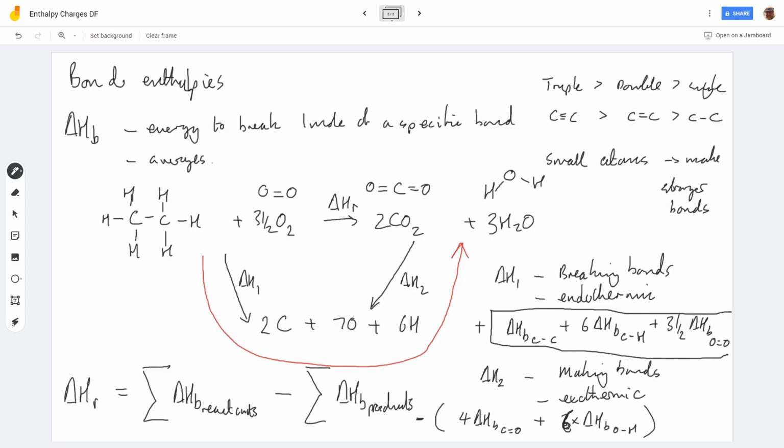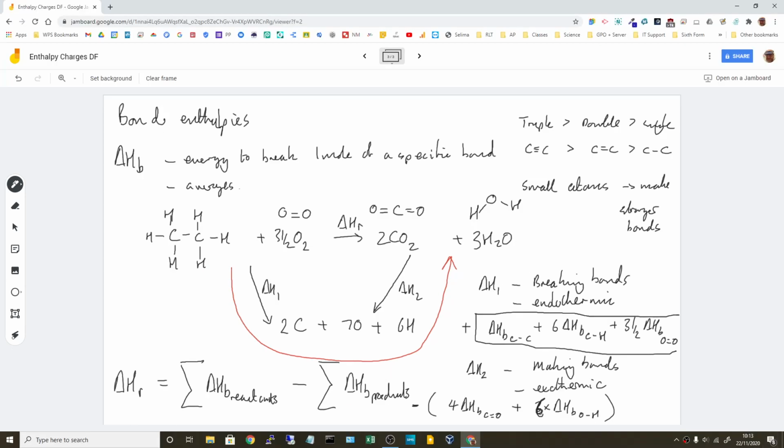I haven't mentioned the one where you have to work out the enthalpy change of combustion from some data. Might cover that in another video. But we'll leave it there for now.